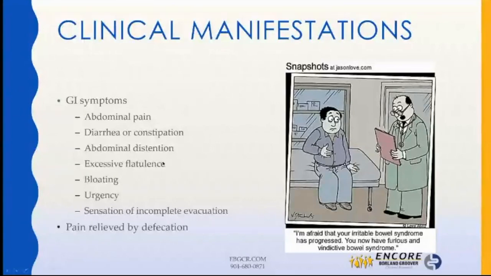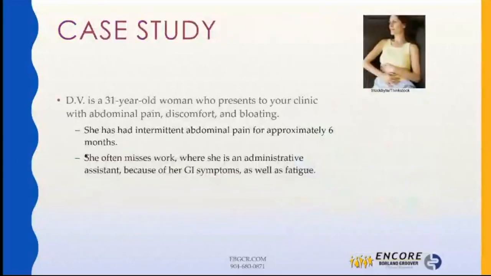There is usually a pattern of changes in the bowel habits, generally constipation, however, diarrhea is common too. Bloating and abdominal distension, excessive passage of gas or flatus, and the feeling of needing to use the bathroom immediately, the urgency of bowel movements. Quite often after using the bathroom, they feel that they were not able to completely evacuate their colon. Generally, in the true definition of irritable bowel syndrome, the pain is relieved after bowel movements.